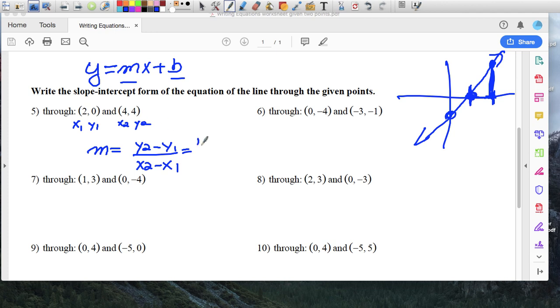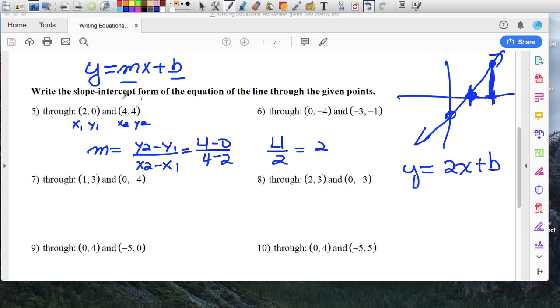So y2 is 4, y1 is 0, it's 4 minus 0. x2 is 4 again, and x1 is 2. All right, so these 2 points are your x2, y2, and these 2 points are your x1, y1. If you subtract, you get 4 over 2, and 4 over 2 is just 2. All right, so now we have our slope, which, if you go to your equation, you're going to get y equals mx plus b, right? So you can leave 2 as it is, or 2 over 1, however you like. So my slope is 2 right now.